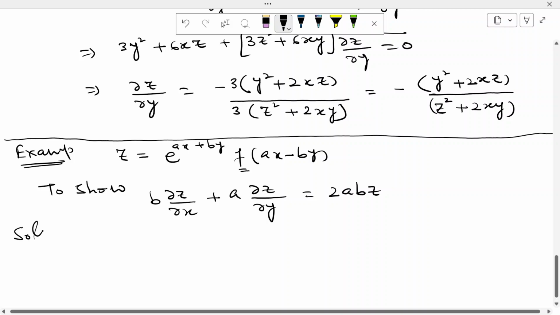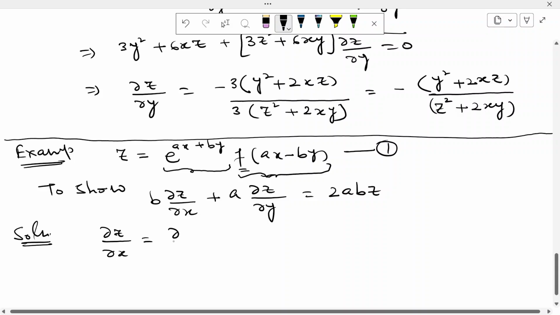So let us begin with the solution here. So let us begin with del z over del x, and this del z over del x means this, we are using this expression. Now first we need to apply the product rule, because we have a function e to the power ax plus by, and we have another function, which is f of ax minus by. So we have to apply the product rule.